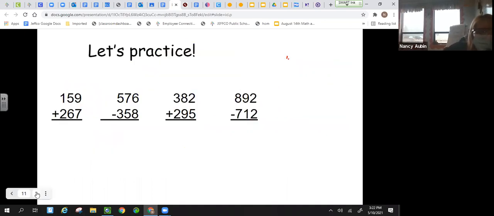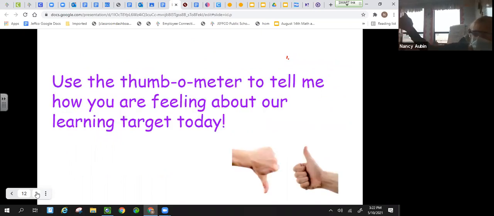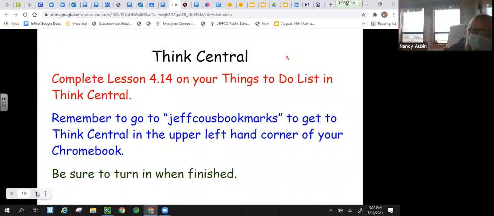All right, we don't have time to practice. I thought we might, but I'm skipping that. Thermometer, how you feeling relating addition to subtraction? Nice job. Don't forget, Think Central 4.14, my in-person. Hopefully we'll have time in the morning to work on that. You guys will work on it now, and I will see you mañana. Great job today, mathematicians. See you guys soon.